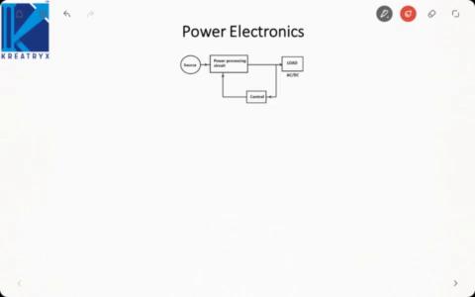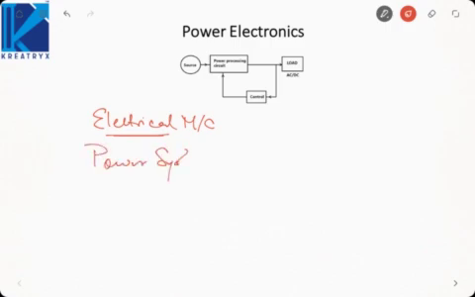Now if you see in our electrical engineering branch, what are the major subjects? First one is electrical machines. Now what does electrical machine deal with? It deals with electromechanical power conversion, that is conversion of electrical energy into mechanical and vice versa. Then the next subject is power system. Power system deals with generation, transmission and distribution of electrical energy. And then it is power electronics.